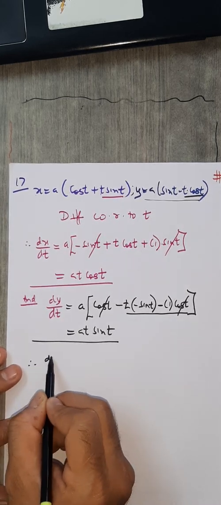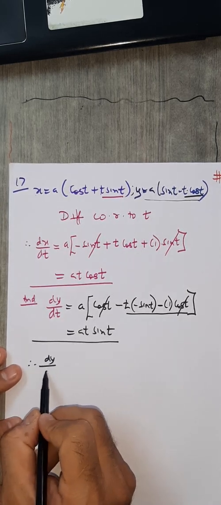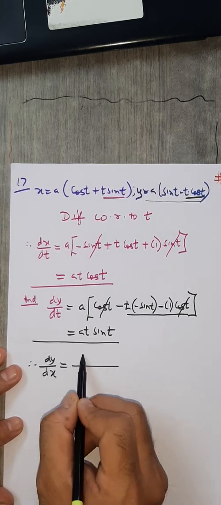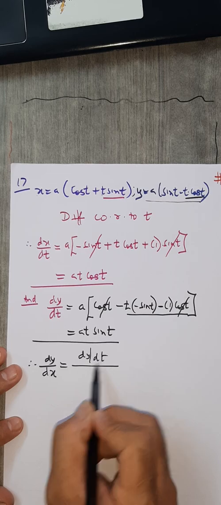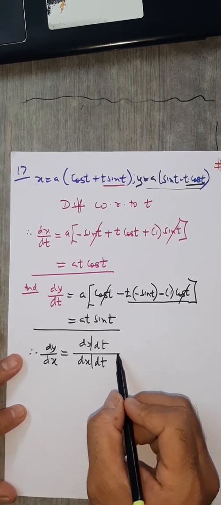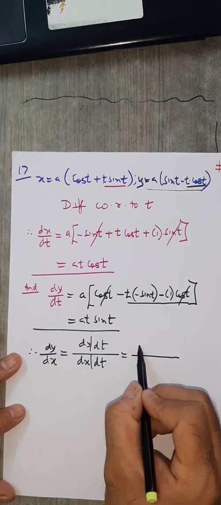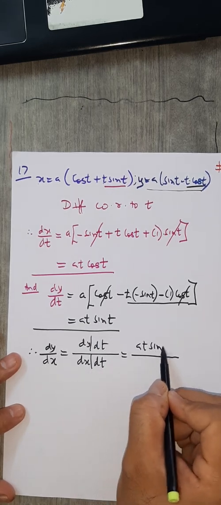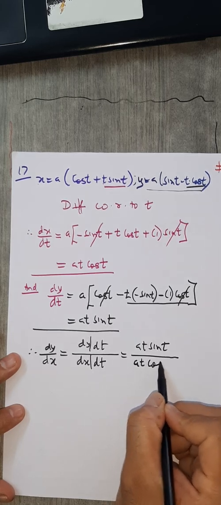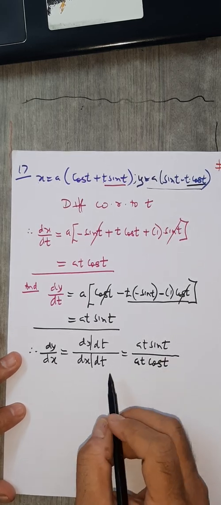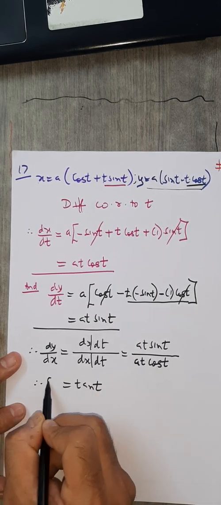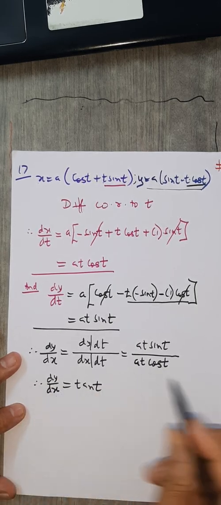And therefore dy by dx, that is just the ratio of these two, which is dy by dt upon dx by dt. So this is equal to, what is dy by dt? At sin t. What is dx by dt? At cos t. So this will get cancelled. You are just left with tan t. This is dy by dx.